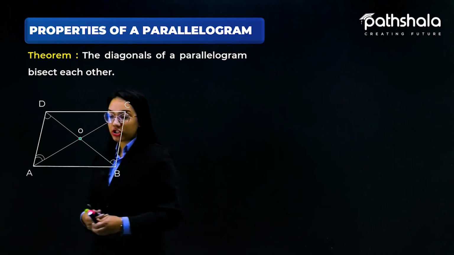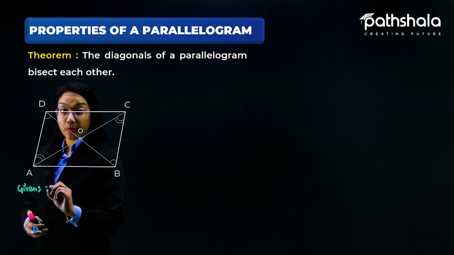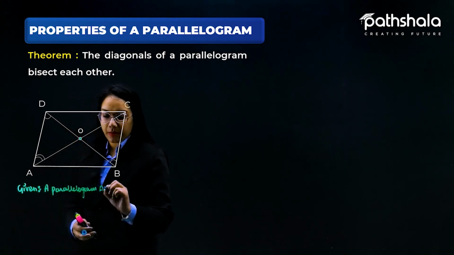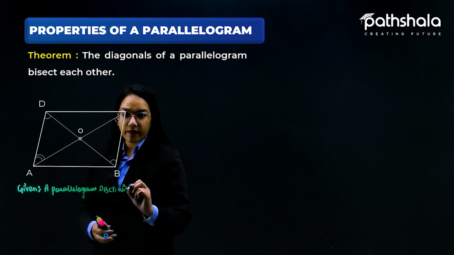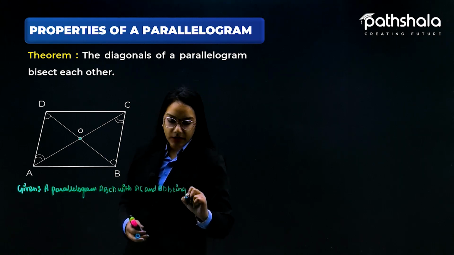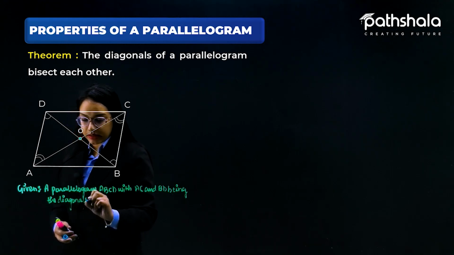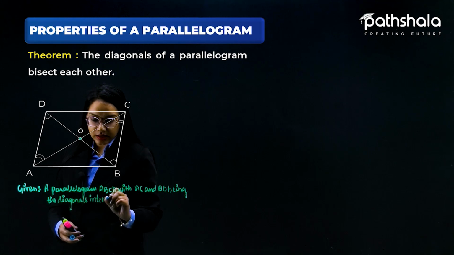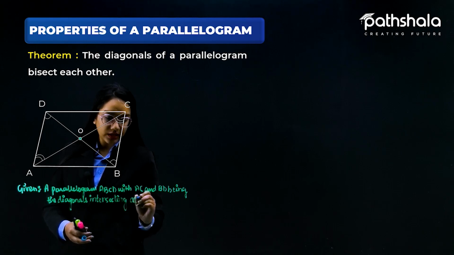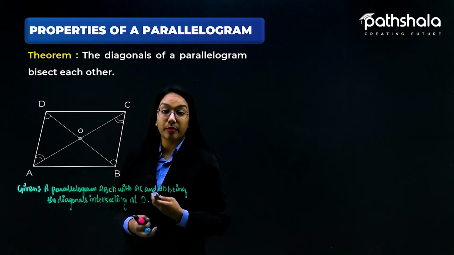So let us start with the given condition over here. What is the given condition? Given is a parallelogram ABCD with AC and BD being the diagonals, intersecting at the point O. So I have taken these diagonals that are intersecting each other at the particular point O.